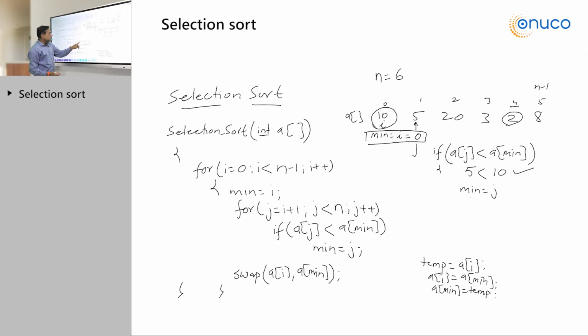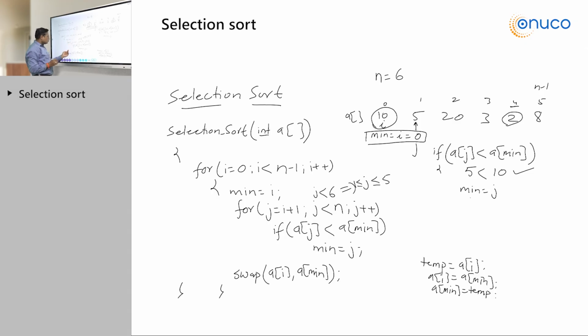J has to go till j lesser than n, and the value of n is 6. So the maximum value of j should be lesser than 6. That is, j's maximum value should be lesser than or equal to 5 only. So it starts from 1, and j lesser than 6 up to 5 is the true case. The moment you go for 6, the condition fails and it will come out of this loop.